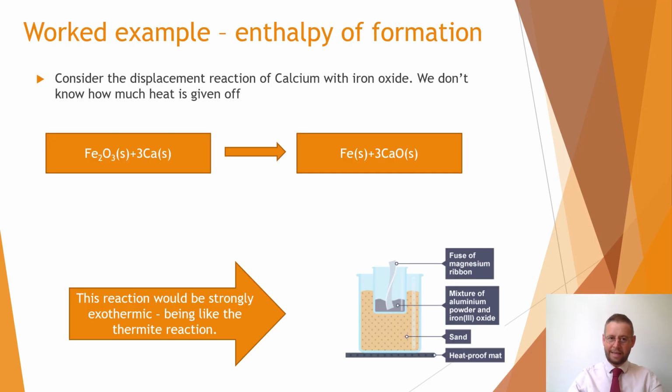Let's look at a worked example of this. This is very like the thermite reaction, but instead of magnesium and iron oxide, it's calcium and iron oxide. It's set off in exactly the same way. A magnesium ribbon sets it off, and it's probably going to get very, very exothermic. We can see that the iron oxide, in addition to the calcium, well, the calcium is more highly reactive, it's a displacement reaction, and it forms calcium oxide, and iron is left over.